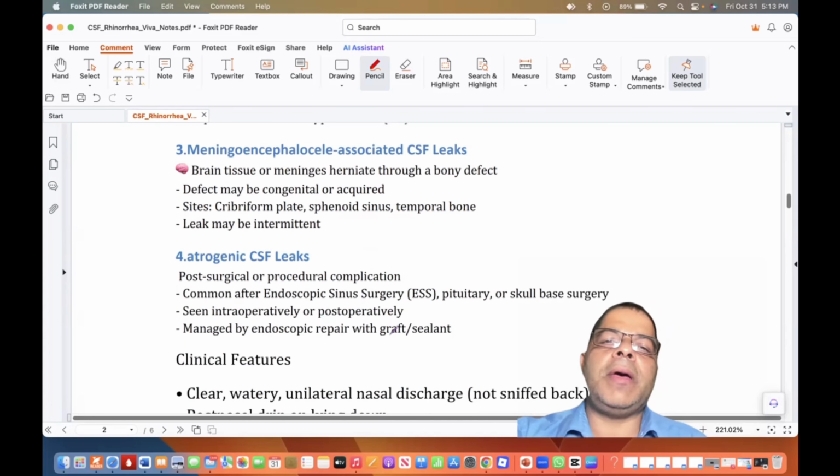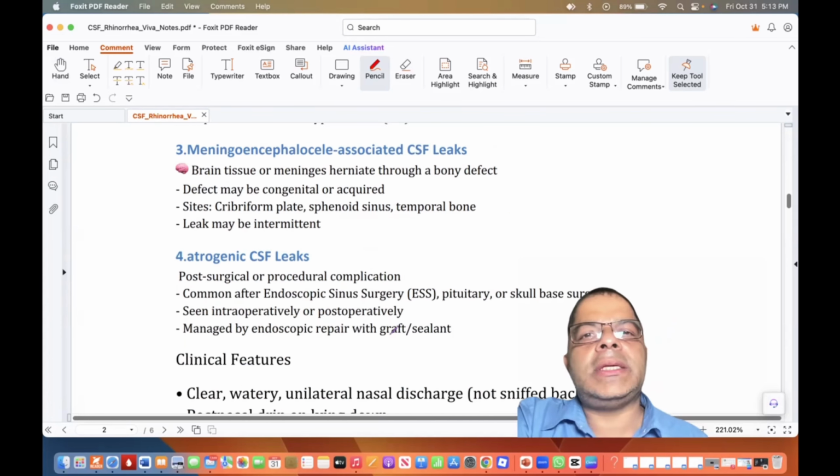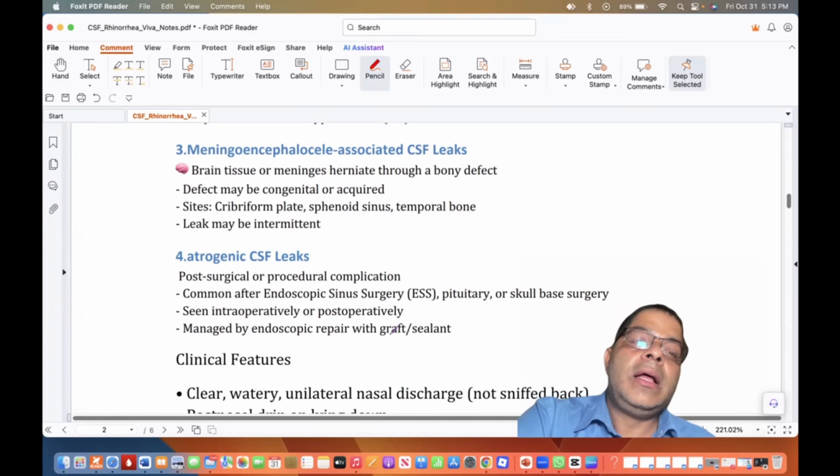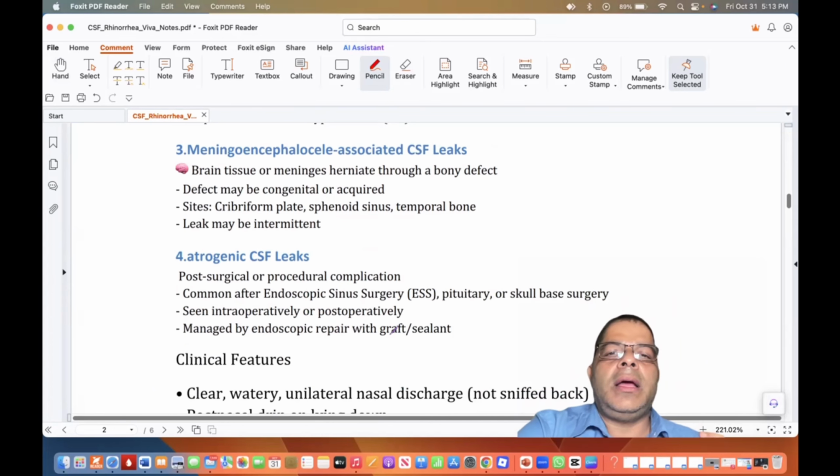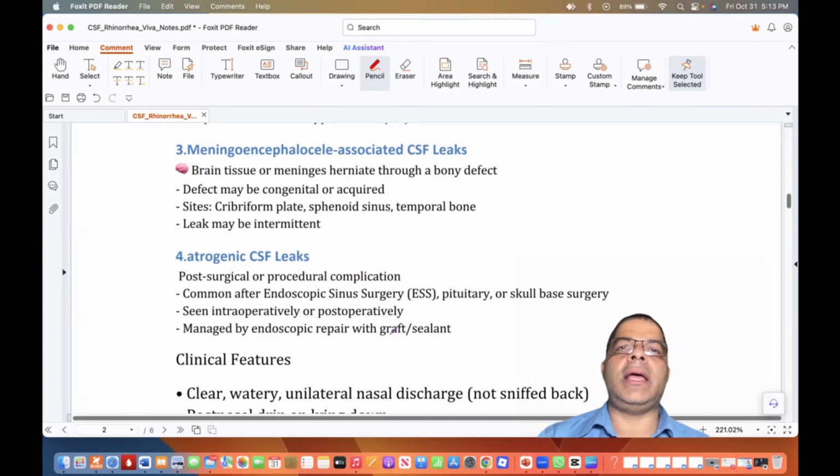The other is meningoencephalocele CSF leak. We see some cases in Mumbai. When I worked in the Mumbai hospital, there was a leakage on the side, and this leads to maybe a meningocele or meningomyelocele, which comes through a bony defect here in the nose, maybe acquired or congenital. At that time also there is a leakage, and brain tissue and dura mater come down into the nose from the brain. The area is again the same: cribriform plate area, sphenoid sinus area, temporal bone. I didn't see that much in the temporal bone.